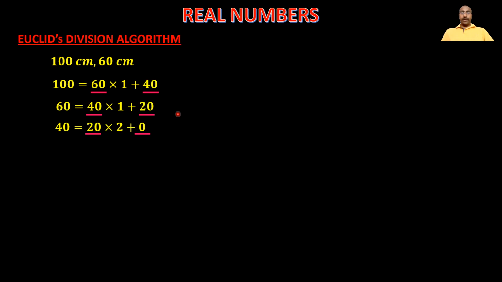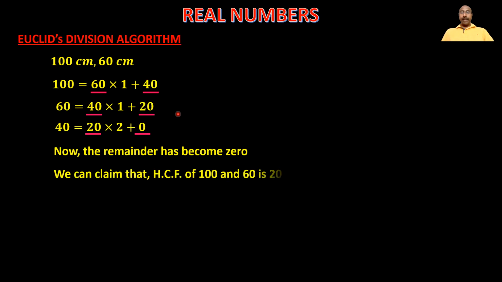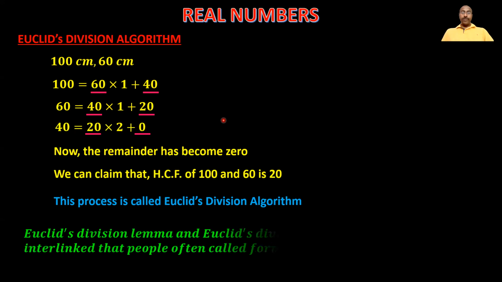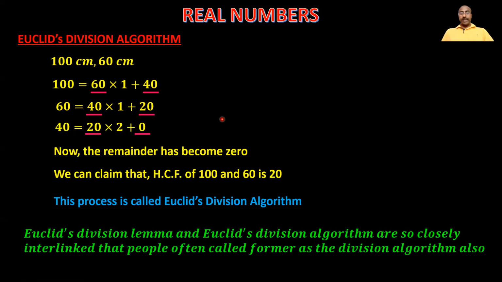Okay. So now the remainder has become 0. So we can claim that the HCF of 60 and 40 is 20. So this process is called Euclid's division algorithm. Euclid's division lemma and Euclid's division algorithm are so closely interlinked that people often call the lemma the division algorithm also. That is, Euclid's division lemma is often called Euclid's division algorithm.